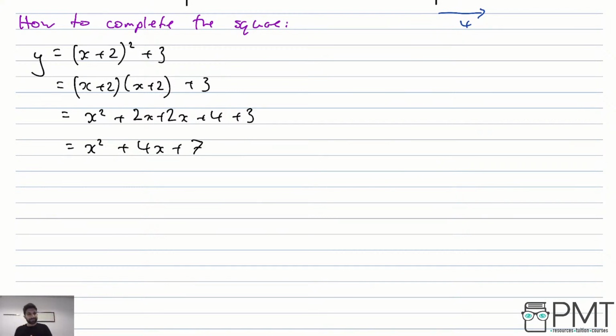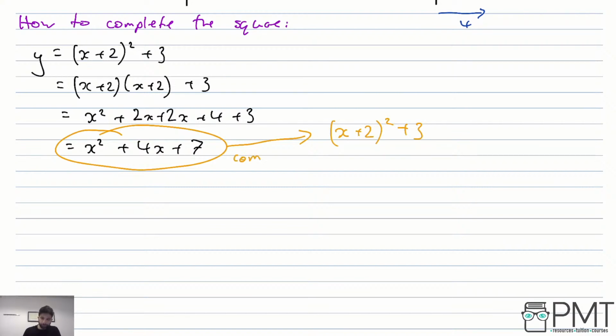So completing the square is doing this backwards. What you want to do is start with this expression and then change it into x plus 2 all squared plus 3. So this is what's called completing the square.